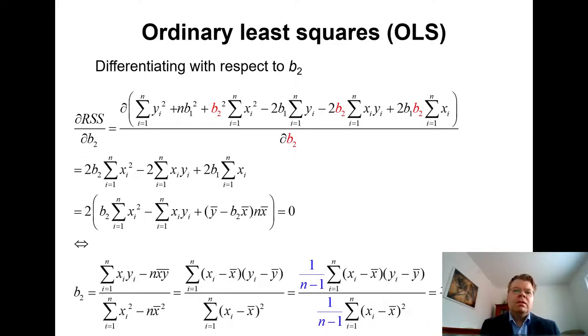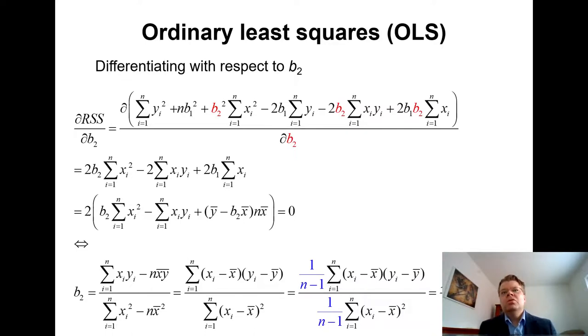Remember that for optimizing this RSS, the objective function, we needed to take the partial derivatives with respect to both unknowns. We already did it for B1, and the other unknown we have is B2. So this is what I have done next. I take the objective function, and now we take the partial derivative with respect to this slope B2. I have indicated with the red color everything in the objective function that includes B2. And again, remember that everything else is treated as if it was just constants.